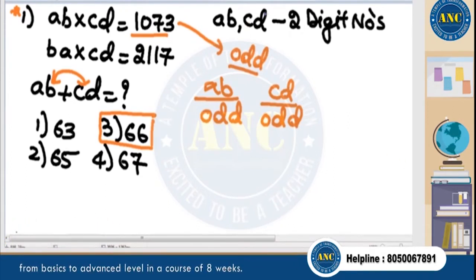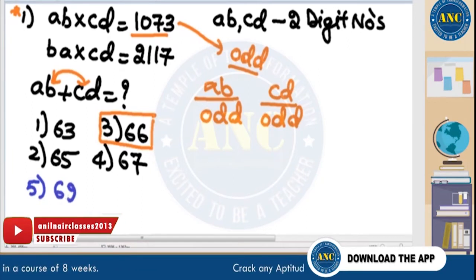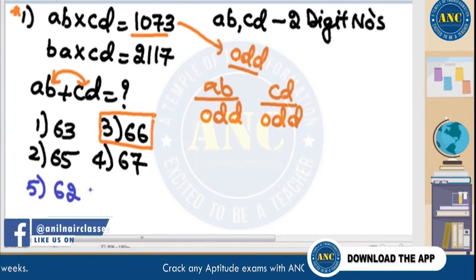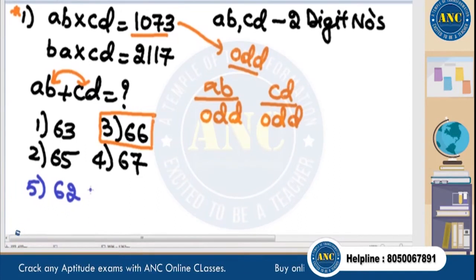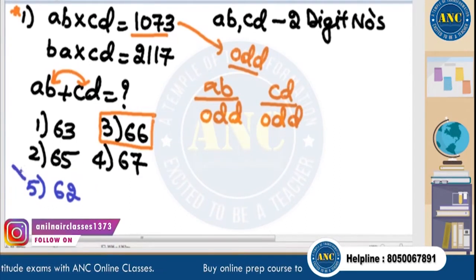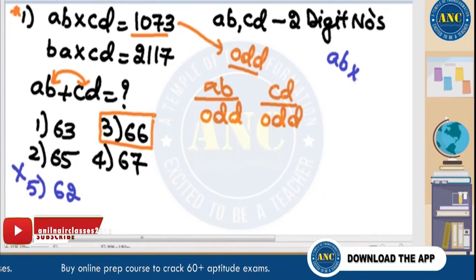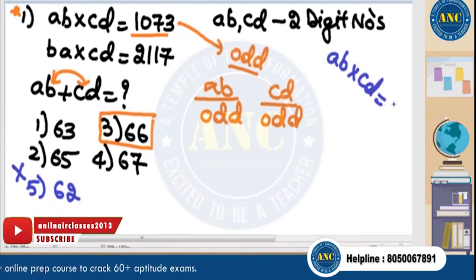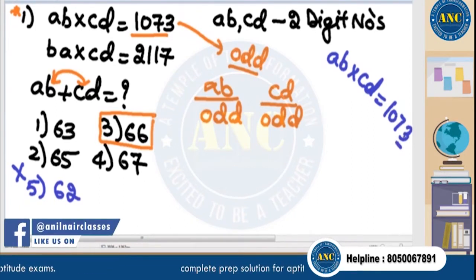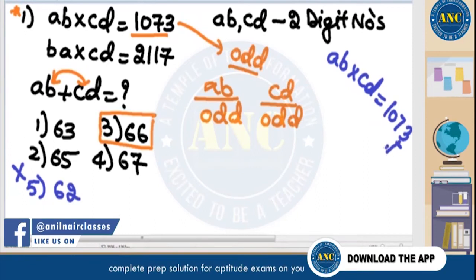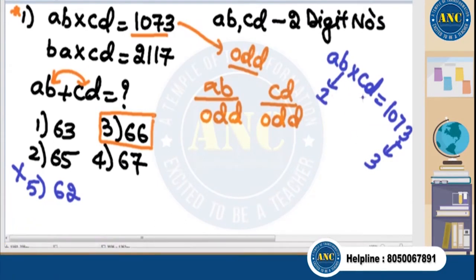A smart guy immediately puts it in live chat. Anil Anna, what if it is 62? Now see here. If it is 62, 62 is incorrect. Why is it incorrect? AB into CD is 1073. What is the unit digit? Unit digit is 3. From where will I get a 3? This should be 1 or this should be 3.